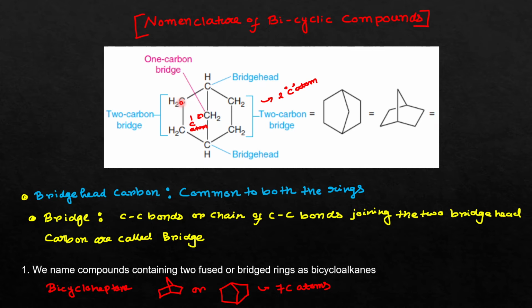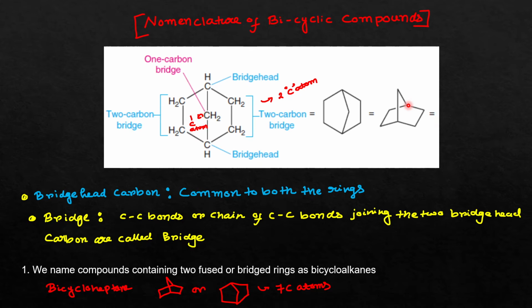So this is the terminology that I have discussed with you. These are the things that you will encounter, the words like bridgehead carbon and bridge, while you do the nomenclature of these types of bicyclic compounds. These types of bicyclic compounds can be drawn like this also and like this also. Here this is a one-carbon bridge, the CH2 group. These are two-carbon bridges, and these two are called bridgehead carbons.